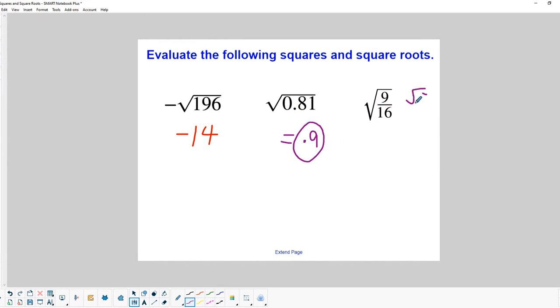Okay, so in this problem, we're doing the square root of 9 over the square root of 16. That's how we do a problem that looks like this. So the square root of 9 is just 3. The square root of 16 is 4. So that just ends up being 3/4. That's a lot easier looking than you were expecting, right?